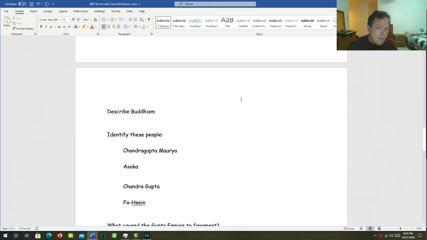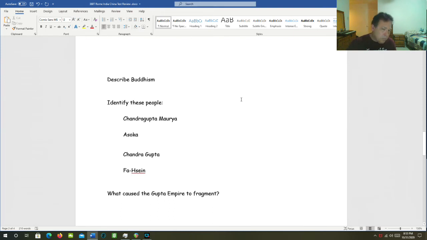In Buddhism, it's got some differences. First of all, Buddhism, it says describe Buddhism. Buddhism has no actual God. It's more of a spiritual path. And it flourished alongside Hinduism in India during both the Mauryan and Gupta dynasties. But it also spread far beyond India to the east and to the northeast, into South Asia and into China.